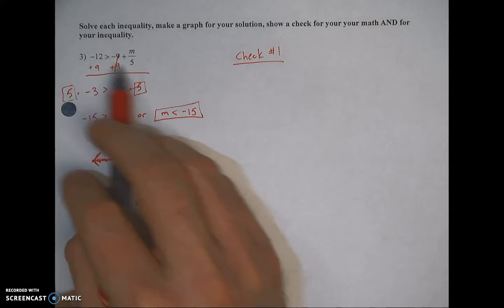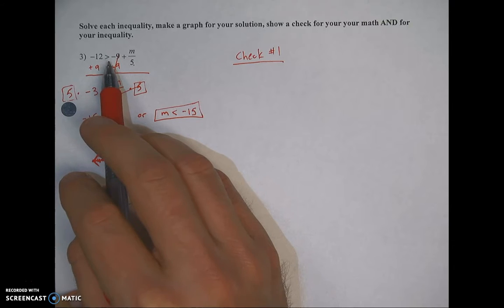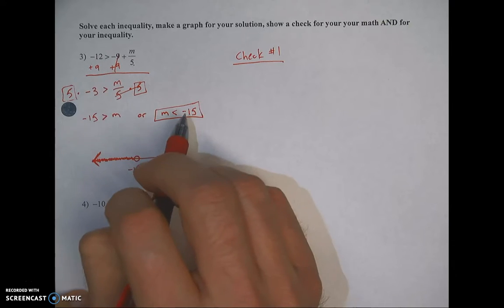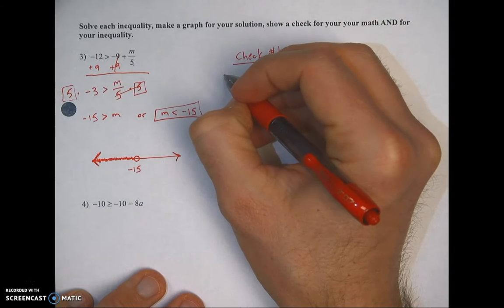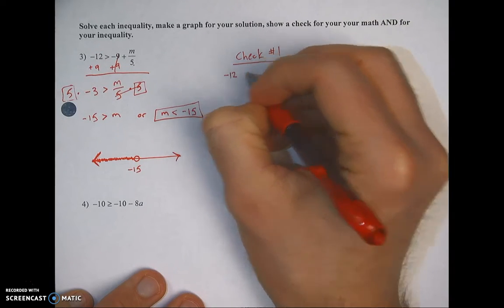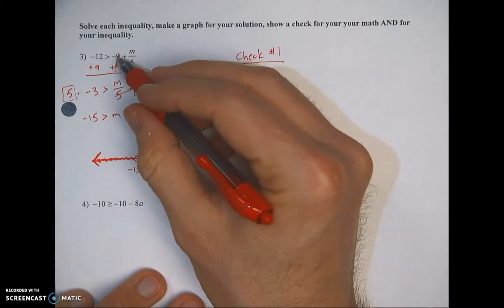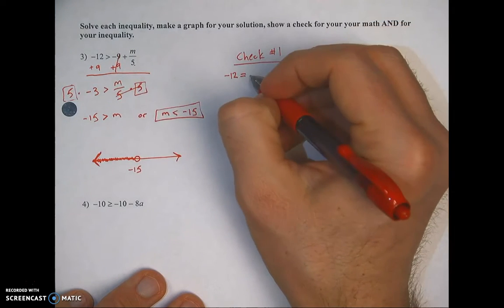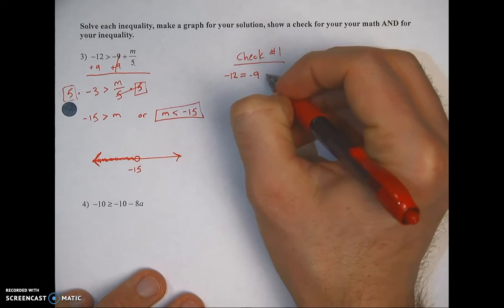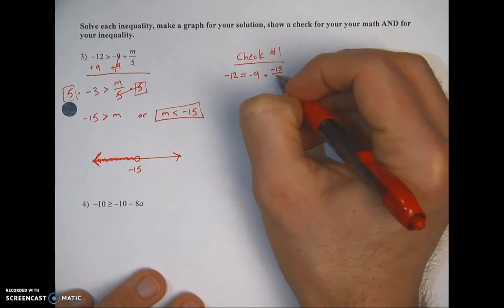We're going to rewrite the original, except we're not going to put the greater than sign. We're actually going to put equals. We just want to see, does -15 come out to the right answer for the equals part? So rewriting the original, -12, instead of the greater, I'm going to put equals. And then I rewrite this whole side, but instead of m, I put my answer, just like I did in the last unit. So -9 plus -15 over 5.